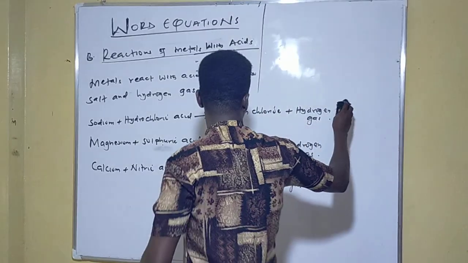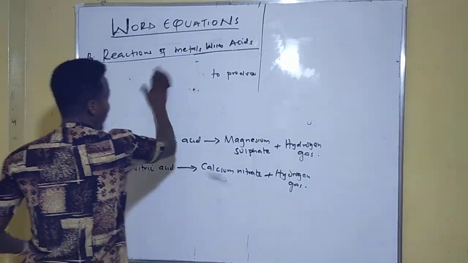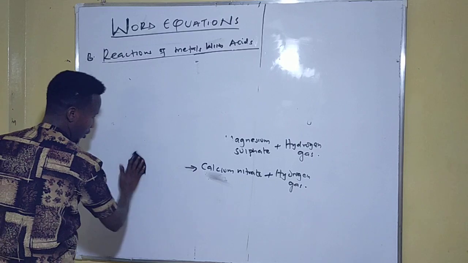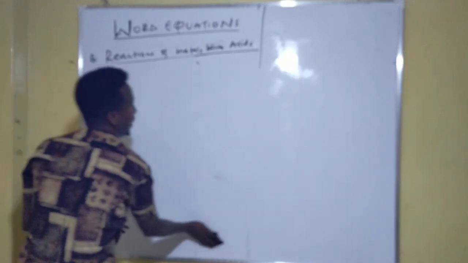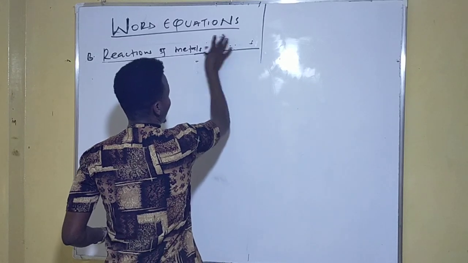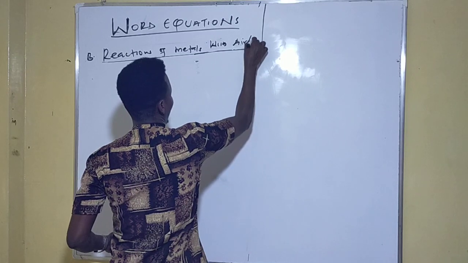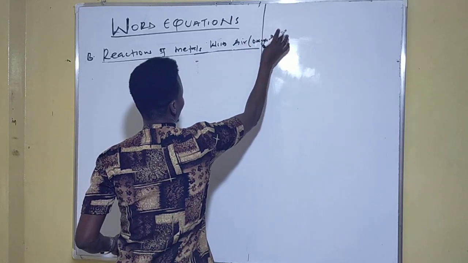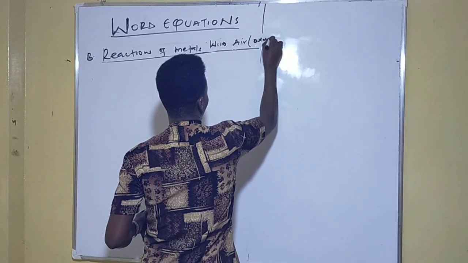We will also add the reaction between acids and bases. But before we go into that, let us see again the reaction between metals and air, the active part, oxygen. Metals with the air, in bracket, oxygen.